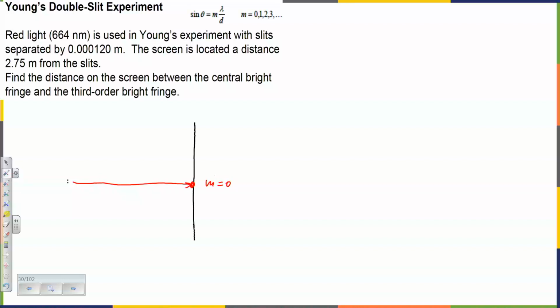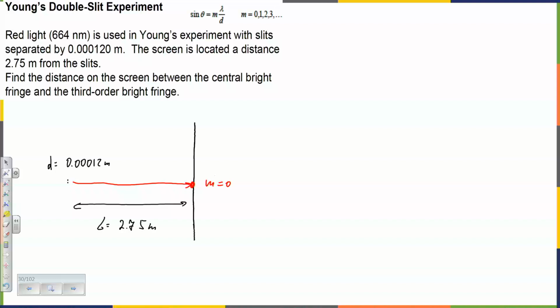So what else do we know? We know d equals 0.0001 meter. So 1.2 times 10 to the negative fourth, 0.12 millimeters or 120 micrometers. And the distance from the screen to the slits equals 2.75 meters. And we need to find the distance between the central maximum and the third one.